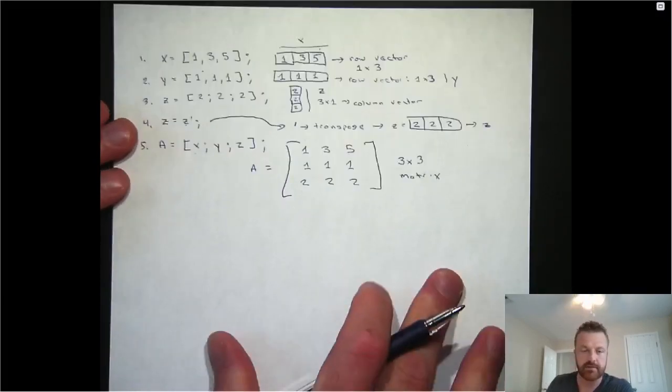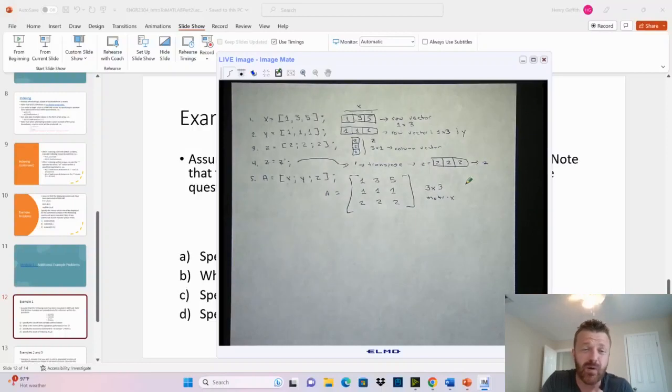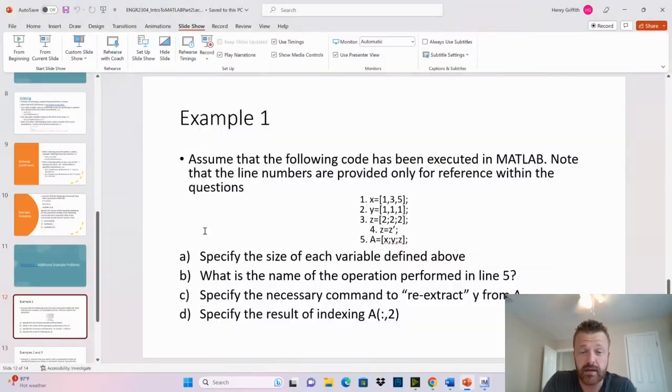So let's go back and just make sure that we answered all the questions that were asked for. I know we didn't because there's an indexing question, but specify the size of each variable defined. We did that. What is the name of the operation performed in line 5? Since we're taking a bunch of row vectors and we have the semicolon delimiters, this is called vertical concatenation. We're stacking a bunch of rows on top of one another vertically.